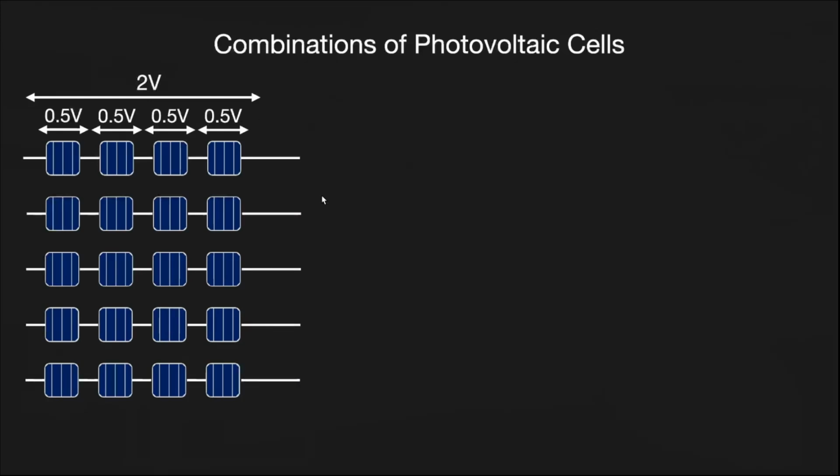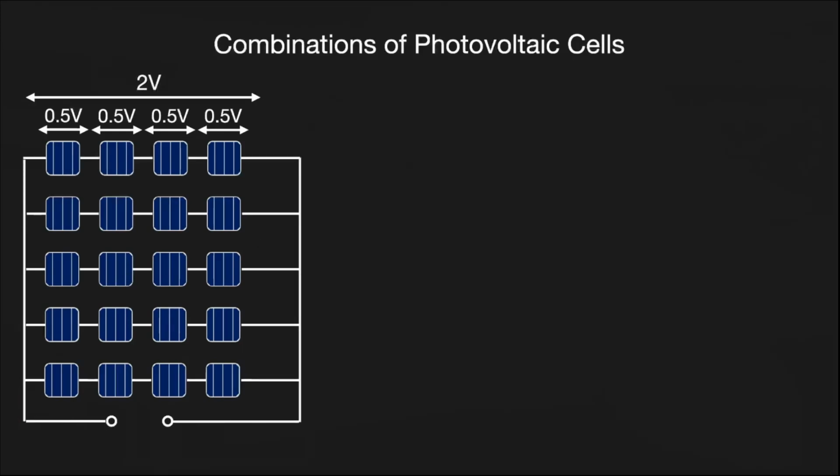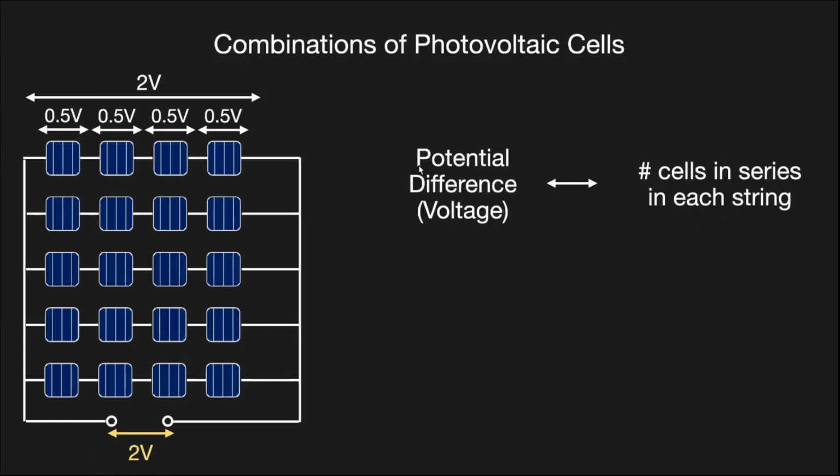Now, what I'm going to do is make multiple strings. Right now, I have 5 strings. Each of them has 2 volts potential difference across its ends, isn't it? Assuming all of them are identical. What if I connect all of them together in parallel? Now, the potential difference across this entire system is going to be the same 2 volts, right? So the potential difference across the entire system is equal to the number of cells in series in each of the strings, isn't it?